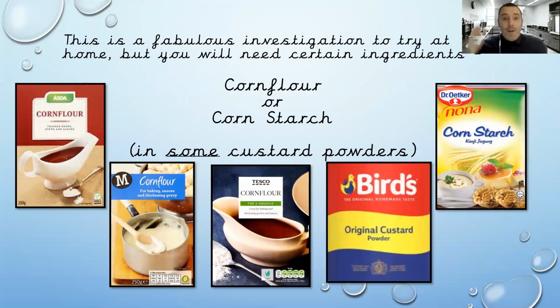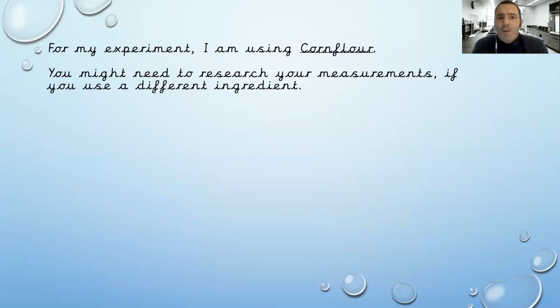So this is a fabulous investigation. As I said, you can do this at home. It can be messy. So if you're doing this inside, do it in the kitchen. Make sure you've got something to wipe up anything you spill with. So what you're going to need is corn flour or cornstarch. I've found when I've done this before, the cheaper the corn flour, the better the result you get. So you can also use custard powder, but for today, we're going to use corn flour.